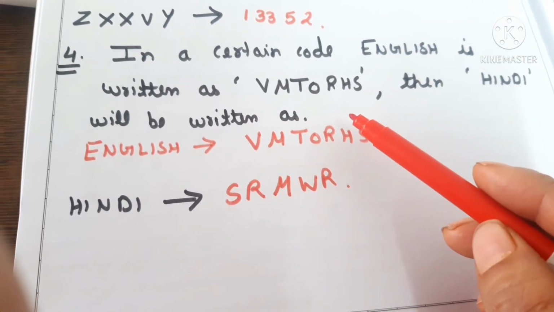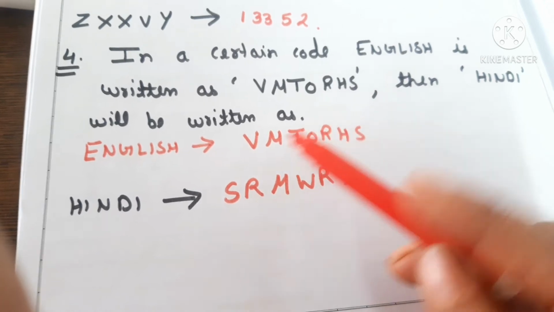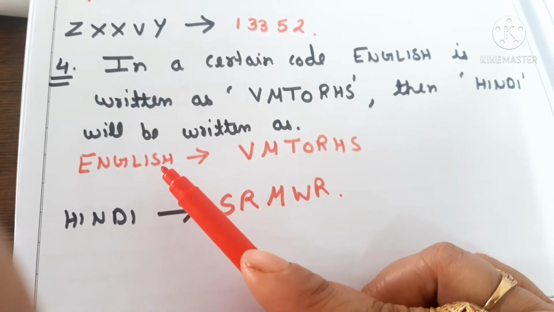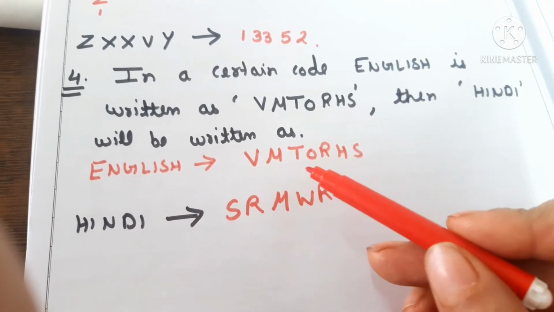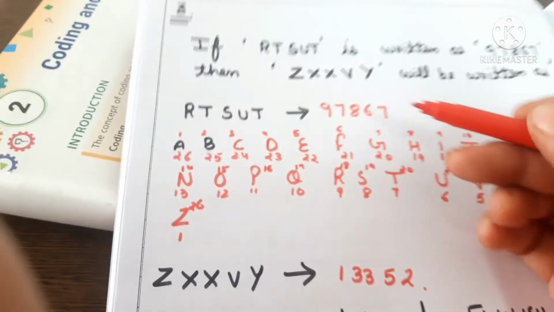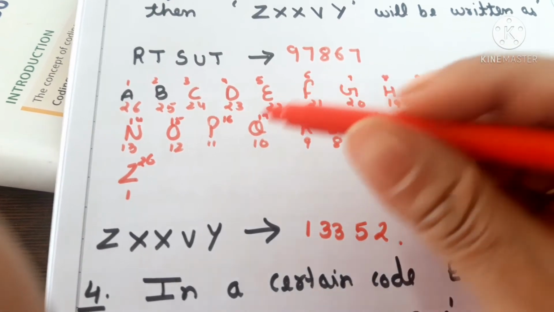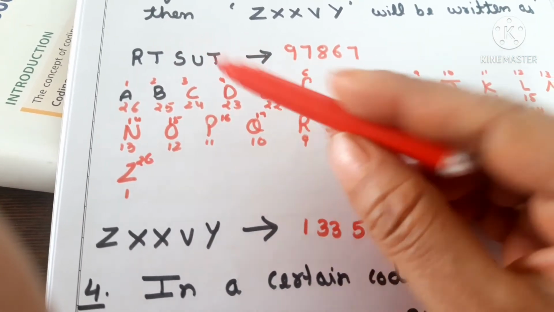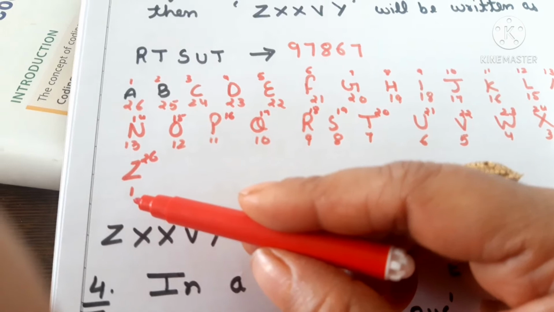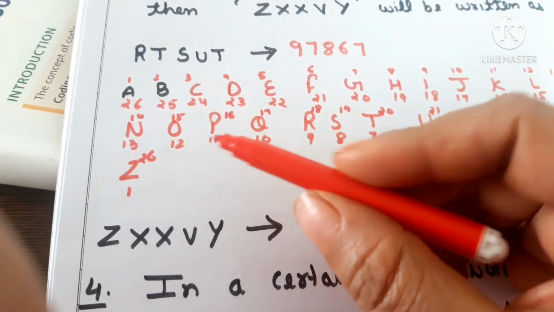Then what will be the code for Hindi? HINDI. Now you can see here, English is written as VMTORHS. They had used the back counting, the alphabet counting from the end also. Here A, B, C, D sequentially I had written on the top, and for the back I had written 1, 2, 3, 4, 5, 6 at the bottom end.